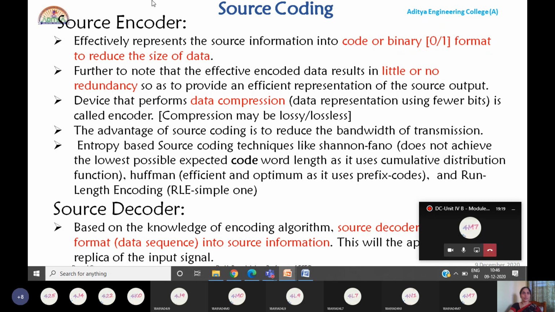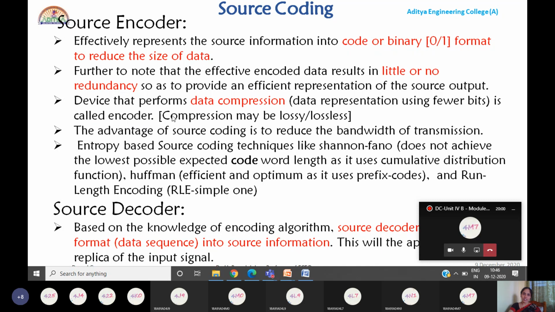This is the main importance of the source encoder. The source encoder represents the source information in the form of binary data. Its main intention is to reduce the size of the data. A device that performs data compression is called an encoder. So the source encoder compresses the data, or represents the data with fewer bits. Also note that redundancy can be reduced, so that repetition of the data can be reduced, for effective representation at the output section.